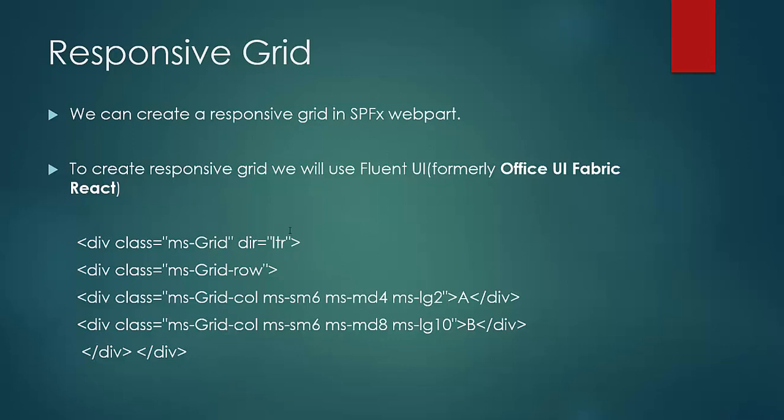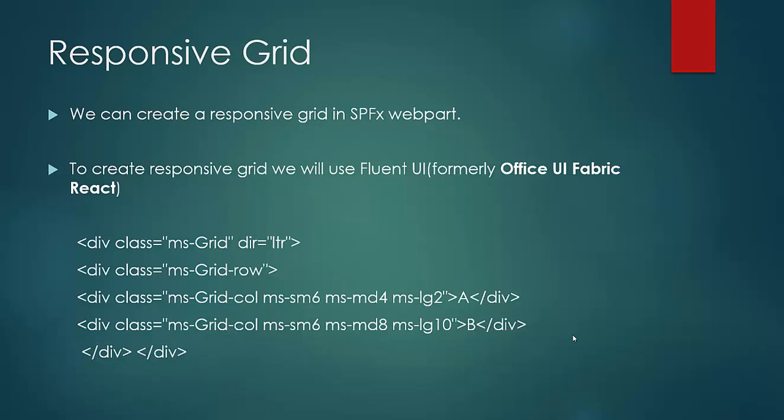I would like to repeat that when you create a SPFX solution, it gives you three options whether you want to create a web part, extension or library. If you choose a web part, then you again get three options whether you want to use no JavaScript framework, React or Knockout.js. So if you want to use Office UI Fabric React or Fluent UI, you have to just create your SPFX web part with React solution and you can directly use it in your solution.